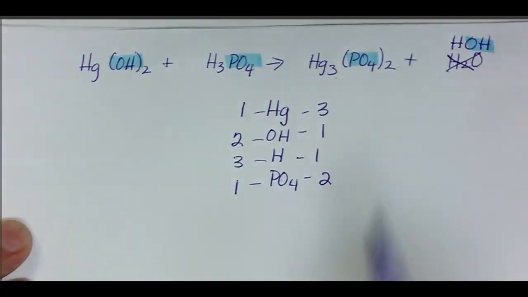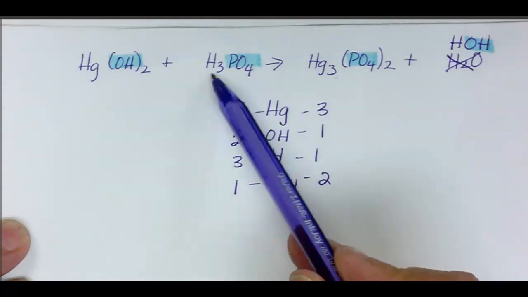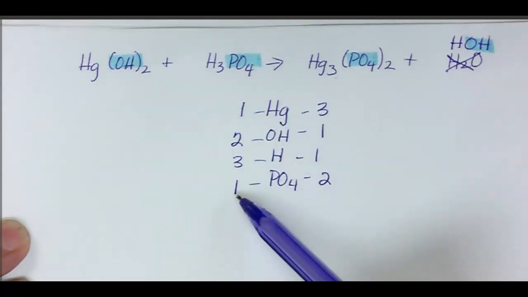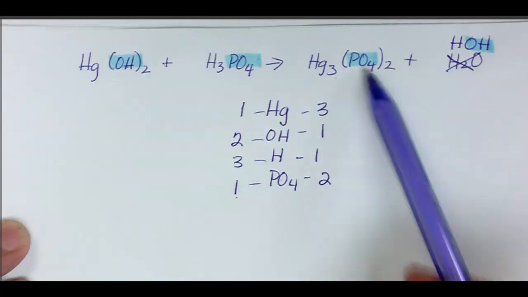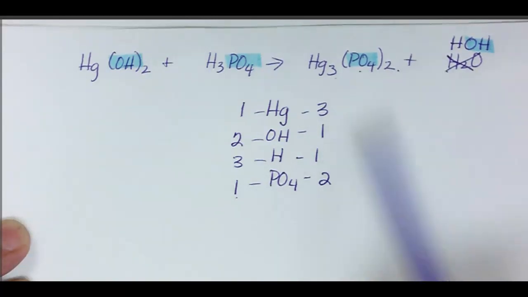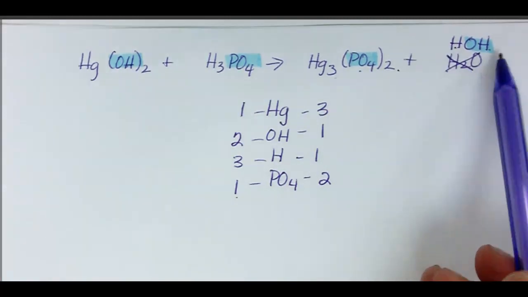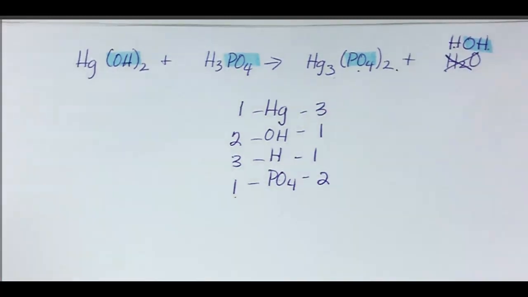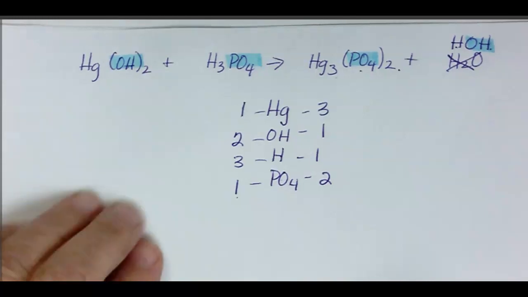Okay, let's see if you agree with me. I have 1 mercury, 2 OHs, 3 of the hydrogens, and 1 phosphate, PO4. Over here, 3 mercuries, 2 of the phosphates, 1 of just the H's and 1 of the OHs. And again, guys, I strongly suggest you do as I did and highlight those or something. That helps to pop those polyatomics out. Okay, let's get started.